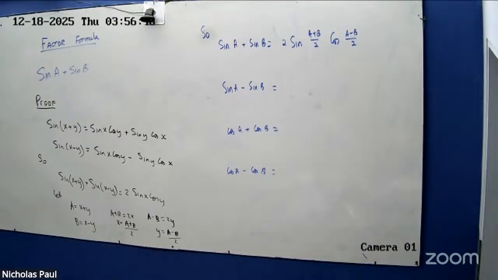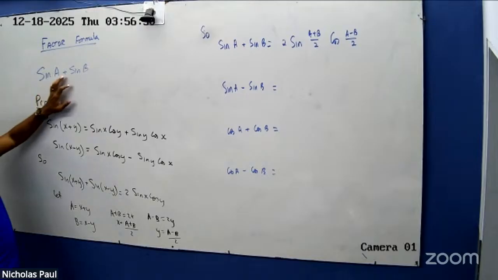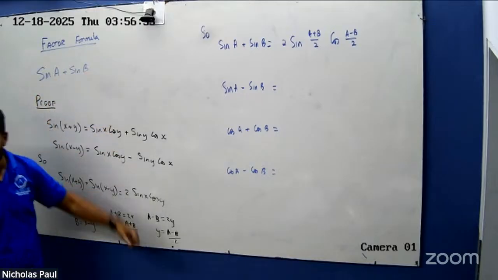So if you see a question such as sine 2x plus sine 3x, you have to use this rule here.